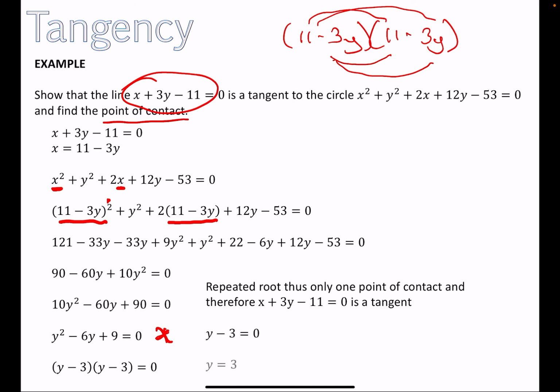Okay, so y minus 3 equals 0, in which case y equals 3. That is part of the point of contact, but obviously we need to find the full point of contact. So we need to take our y, substitute into one of the equations, obviously the straight line equation is easier, and work out that x is 2, in which case the point of contact is (2, 3).